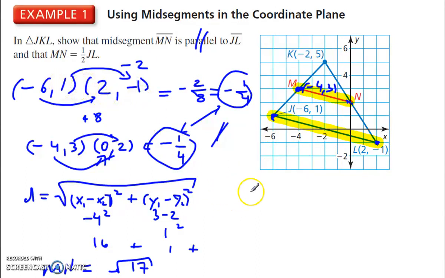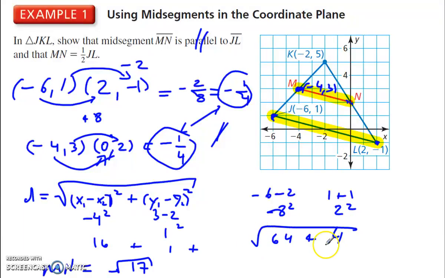We have the y's. I'll start with the x's. -6 minus 2 is -8. Square that, we get 64. And then the difference of these, 1 plus 1 is 2, or minus -1, that's why I'm doing plus. We got 2, square that, we get 4. Add those, we get 68.